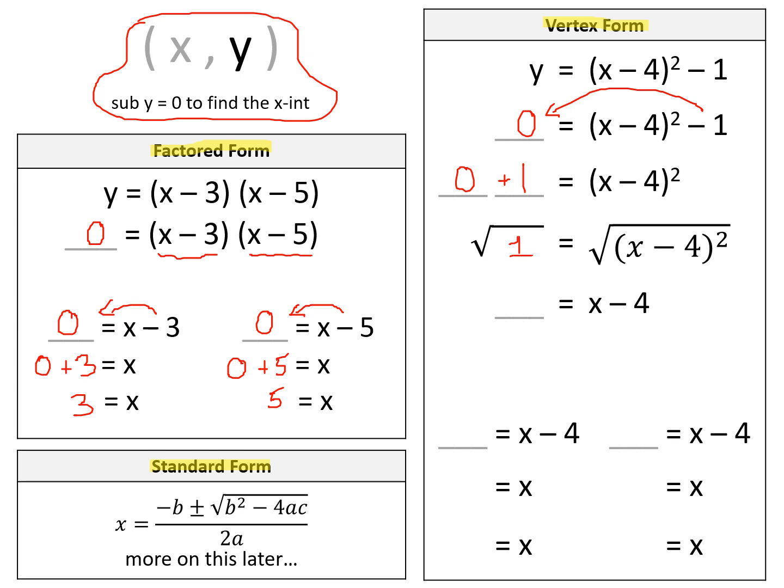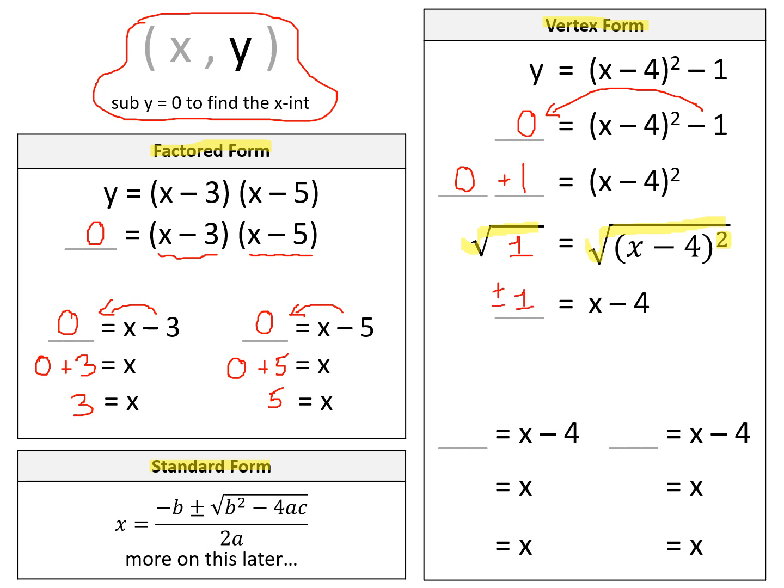Now, over here, you can see that there is a square root on both sides of the equation. And that is because we want to cancel out this exponent of 2. So the square root of positive 1 is actually positive or negative 1. There are two possible answers.